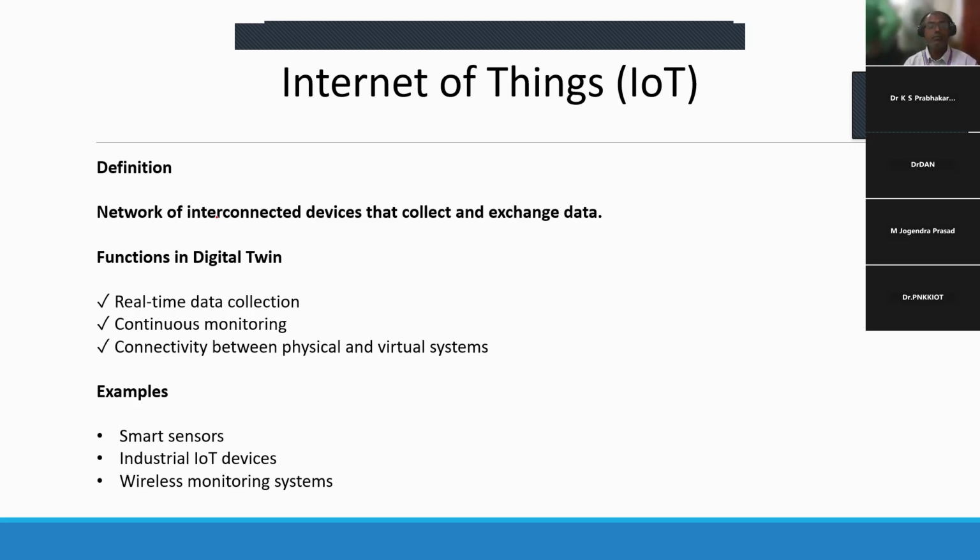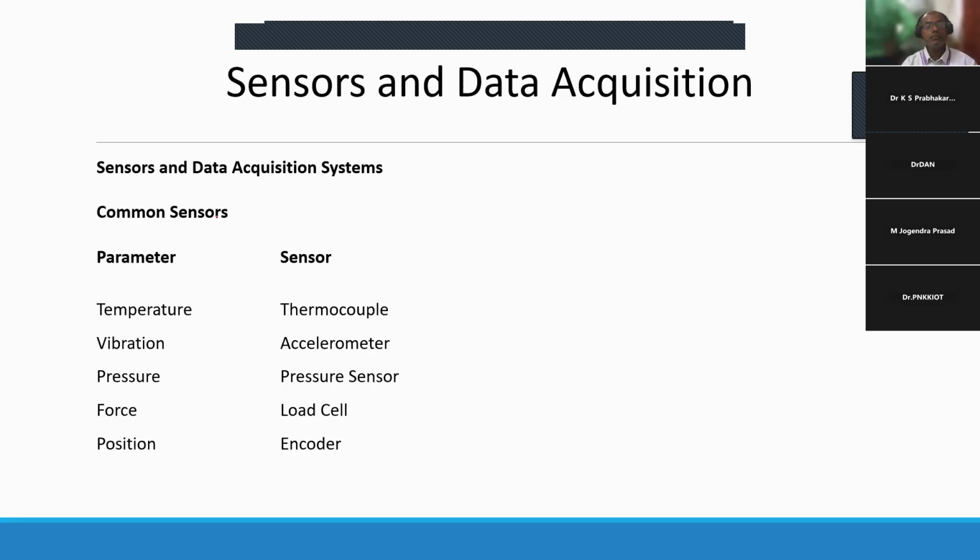So these are all certain functions in the digital twin. Without IoT, the digital twin cannot receive any kind of real-time information from the physical system. So certainly it needs to maintain some kind of communication bridge between the digital and physical worlds.